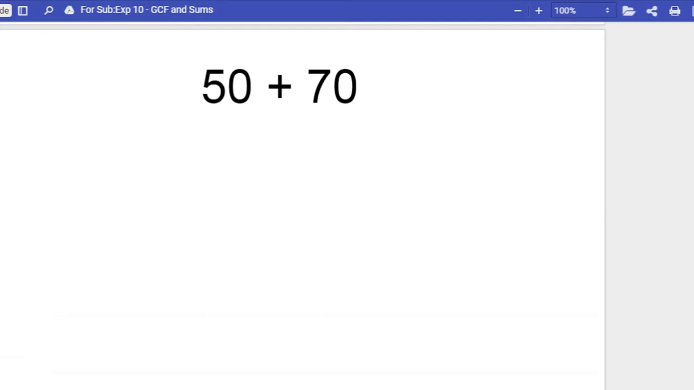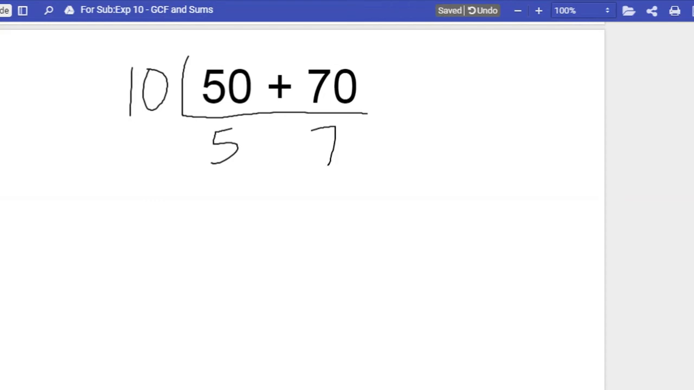So hopefully you've tried this problem. I'm going to go through and do it, and you compare your work. When I have 50 and 70, hopefully the common factor you thought of was 10. That's the easiest. So 50 divided by 10 is 5. 70 divided by 10 is 7. Now, you could have thought of 5. You could have done a 2. In the end, you're still going to get the same greatest common factor. So our greatest common factor is 10.